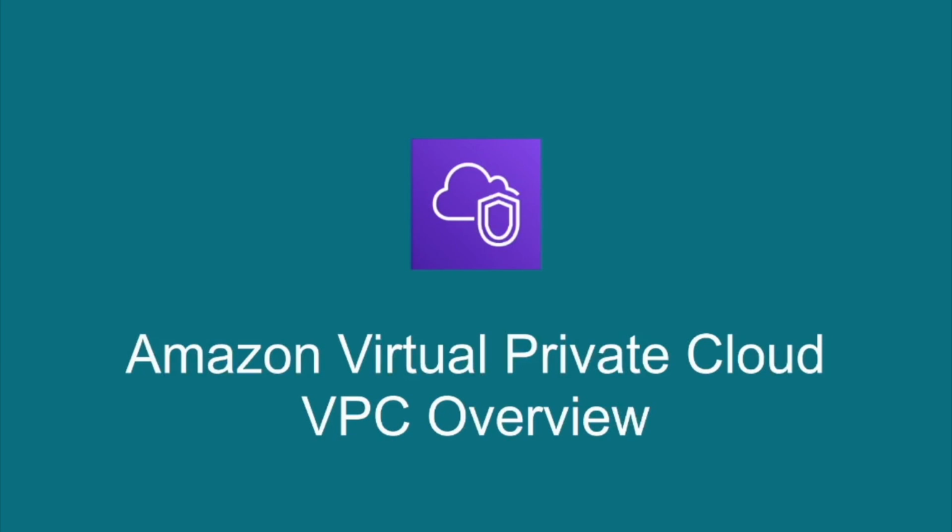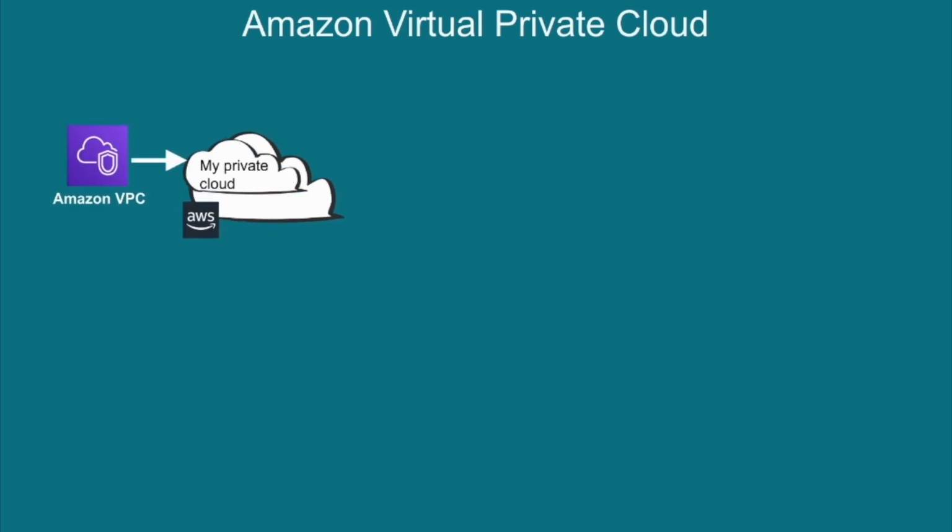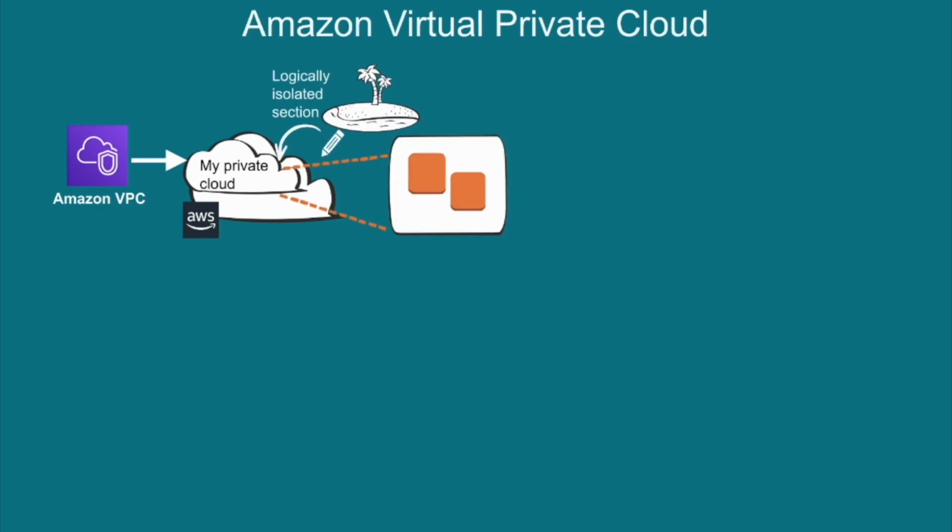Amazon Virtual Private Cloud, VPC Overview. Amazon VPC is like your own private cloud within the AWS cloud. It lets you provision a logically isolated section of the AWS cloud, where you can launch AWS resources in a virtual network that you define.